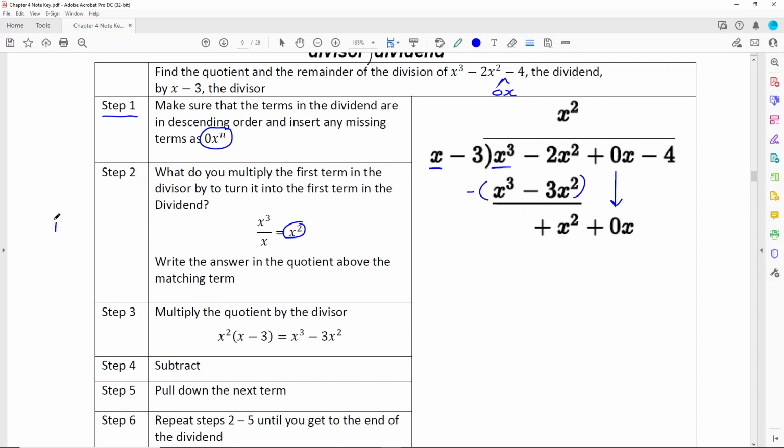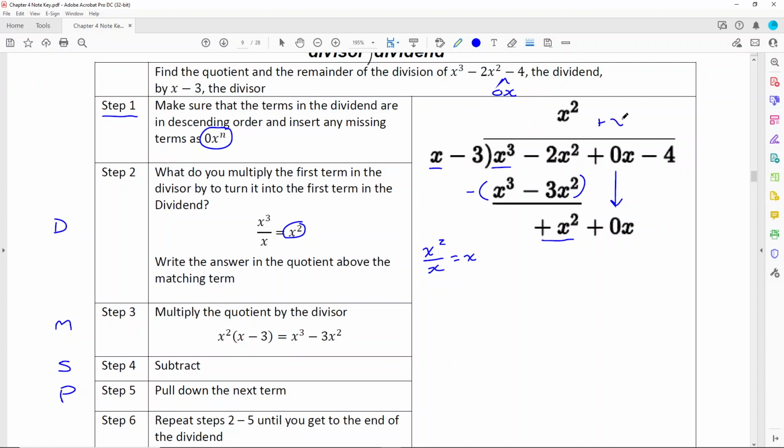The process is divide, multiply, subtract, pull down. You can make some sort of fancy mnemonic with that. But we're going to repeat that process again. So divide. We're going to take the first term in our new dividend. Now we're dividing into x squared plus 0x. So x squared divided by x gives us x. You're dividing your dividend by your divisor, but only the first terms. The second terms kind of go along for the ride.